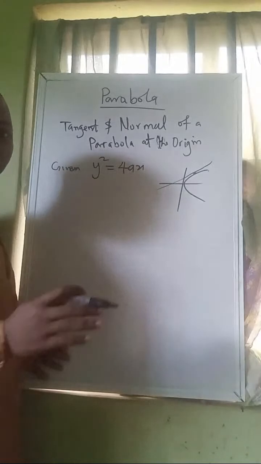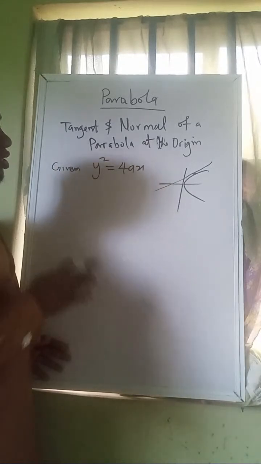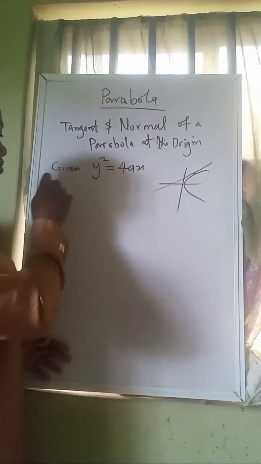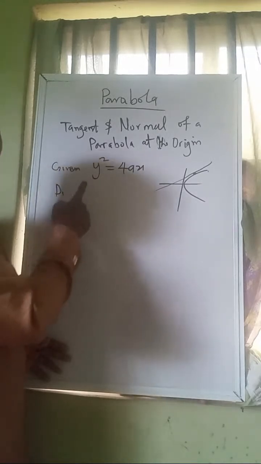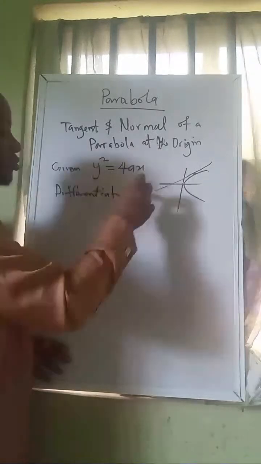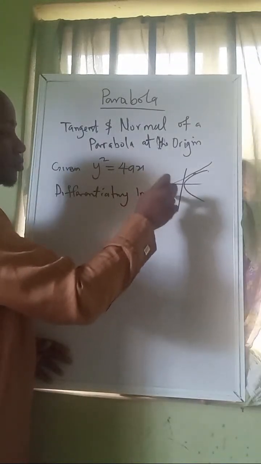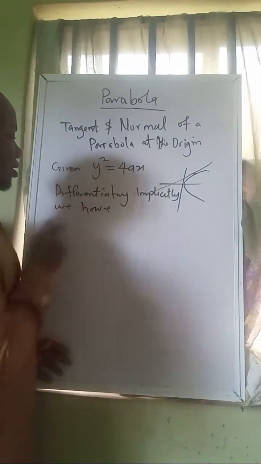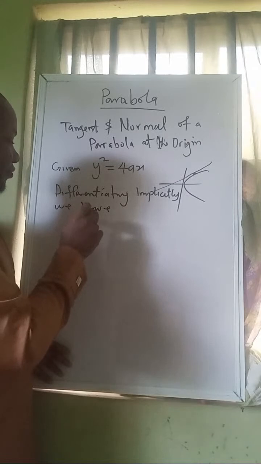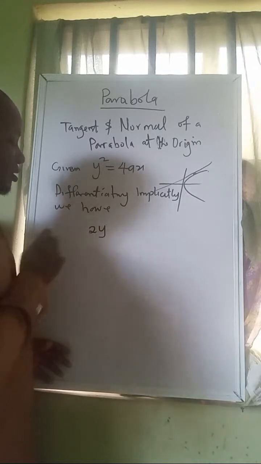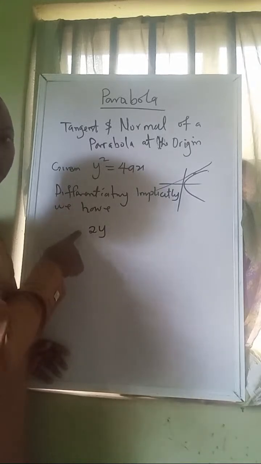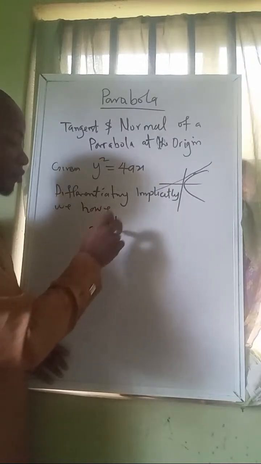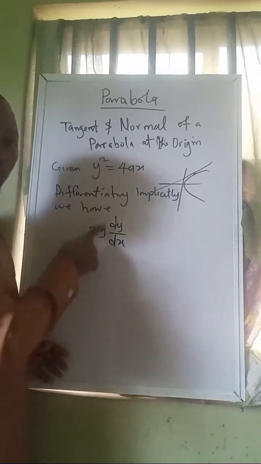Okay, we're only taking one form. If you want to find the slope of this, we differentiate this implicitly. If you differentiate this implicitly, we have 2y, because y is depending on x. Anytime we differentiate y, this will accompany the slope dy/dx.